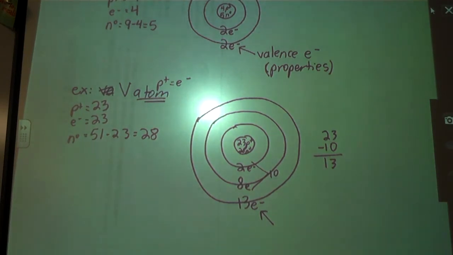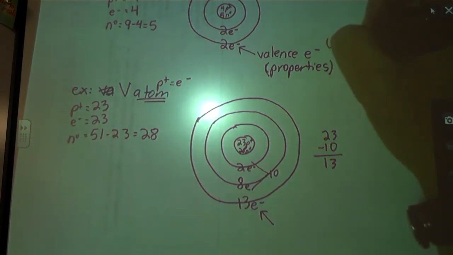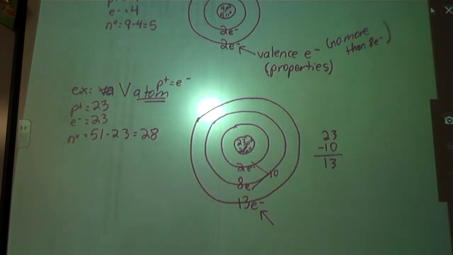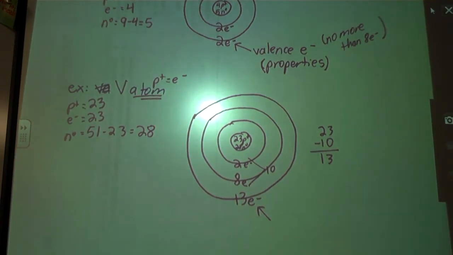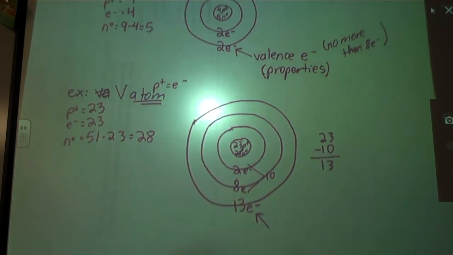With valence electrons, you can have no more than 8. So there's something wrong here. Something's incorrect about this picture, but we don't know what it is yet. We'll figure that out at a later date. For now, suffice it with drawing the picture and saying that on the outermost ring, according to this picture, there are 13 electrons. That's just fine for this stage of the game.